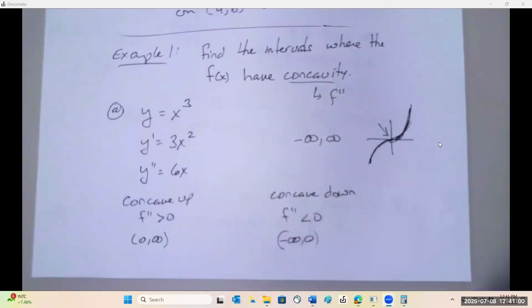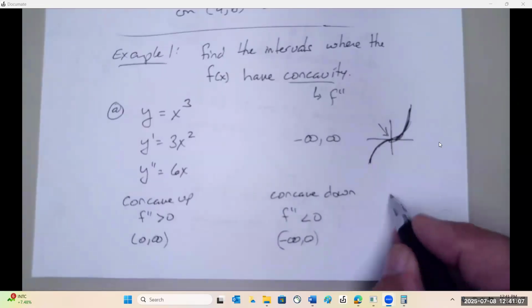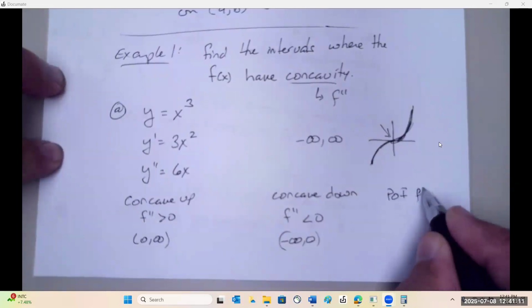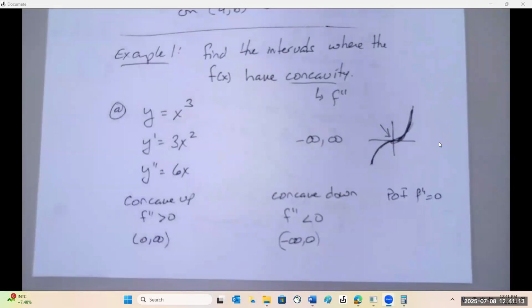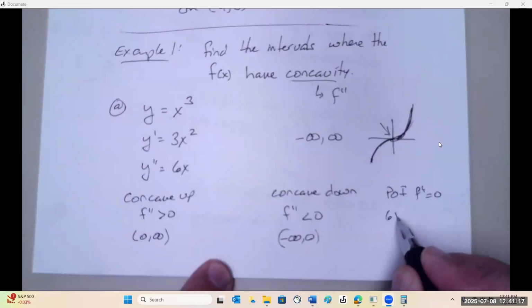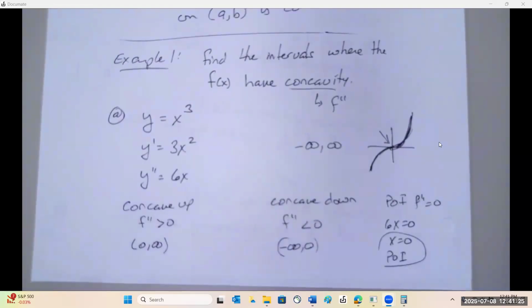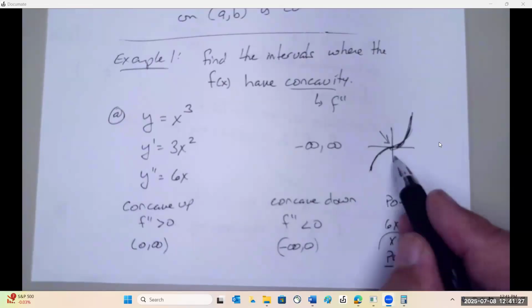It's where it equals zero, because on one side it's less than zero and on the other it's greater than zero. The point of inflection is where the second derivative equals zero. So 6x equals zero when x is equal to zero. So the point of inflection is at x equals zero. And that's exactly what our graph says.